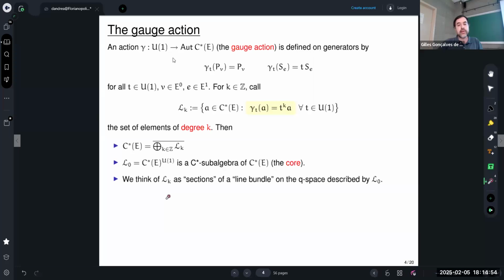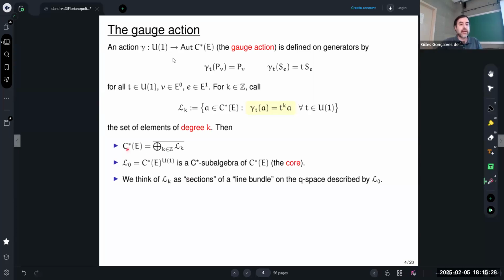So the idea is that we think of this LK as what replaces line bundles in the geometric picture of projective spaces. It's a kind of set of sections, or module of sections, of a virtual line bundle on the quantum space that is described by L0. So the geometric picture is that L0 is your quantum space, the core of the graph system algebra. The graph system algebra is like the total space of a U1 principal bundle over L0, something like that.